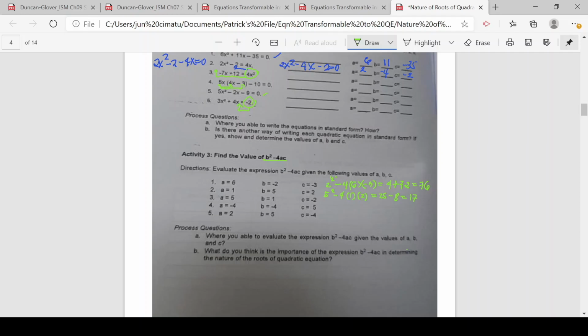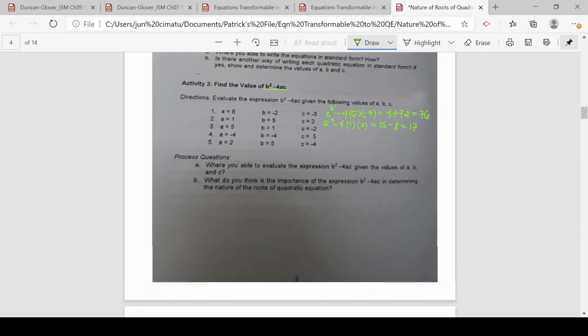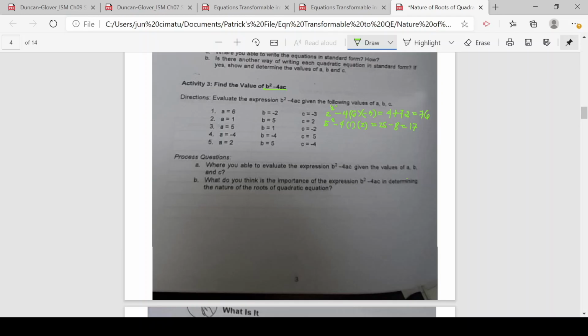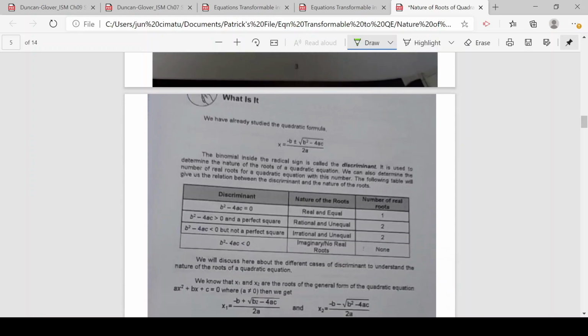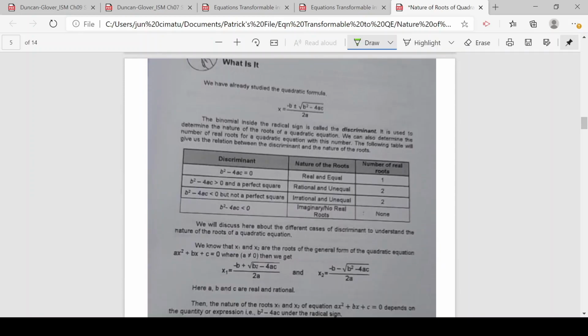Okay, so gawin niya yung iba. Are you able to evaluate? Yes. Do you think the importance of the expression b square is determined? Nandito yan. So, alam yan. Bakit important yan, ano? Yan natin dito. So, ano to?